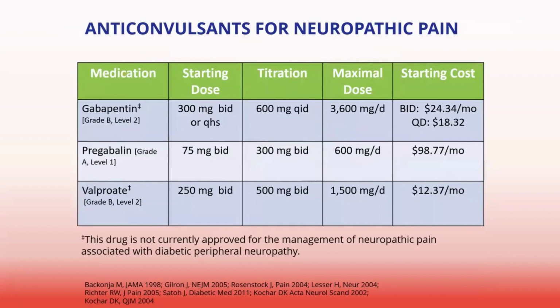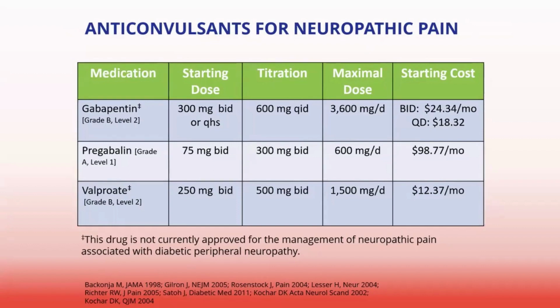Anticonvulsants have been shown to be very effective in treatment of diabetic neuropathy. The first agent studied was gabapentin, can be used at 300 milligram BID up to 4 times daily, and should be started as a small dose and gradually titrated to effect, where a maximum of 3.6 grams per day can be used.